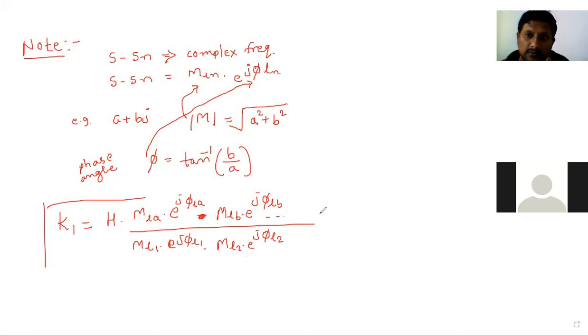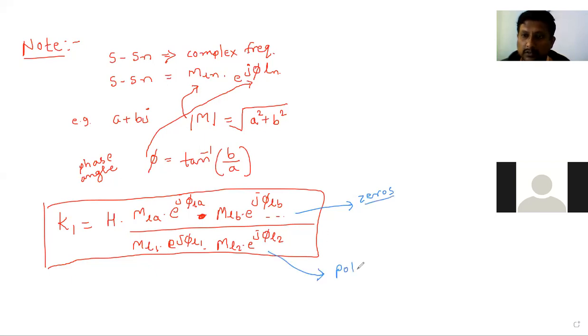So I will put this in a box. Here the numerator is with respect to the zeros, and the denominator is with respect to the poles. Okay, so this is called the residue equation.